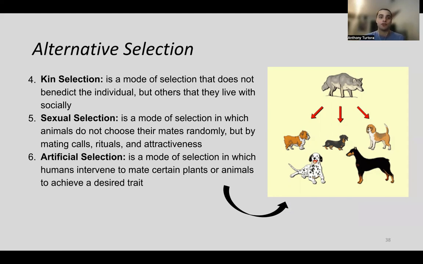We also have sexual selection. This is a mode of selection in which animals do not choose their mates randomly, but by mating calls, rituals, and attractiveness. And lastly, we have artificial selection. This is selection in which humans intervene to mate certain plants or animals in order to get a desired trait. An example is the domestication of dogs.